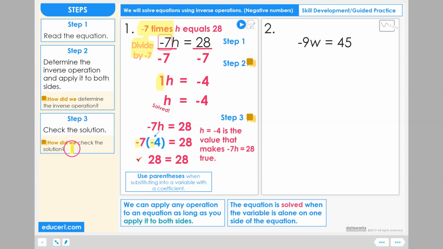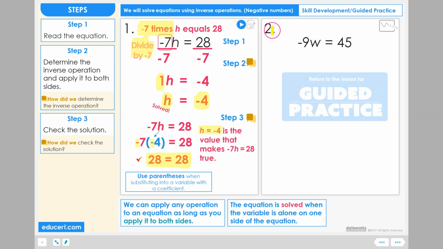How did we check the solution? We check our solution by taking our original equation and replacing the variable h with the value -4, and then calculating to check the final number comparison to see if it was true or not. In this case, it was true, so we did check that h equals -4 is the solution. It makes our equation true. You are now ready to solve equation number 2 using inverse operations.